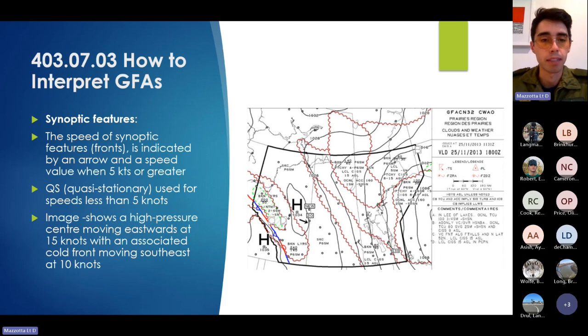the speed it's moving. Yes, I can slow down. Sorry about that. If you need me to go back, just let me know.